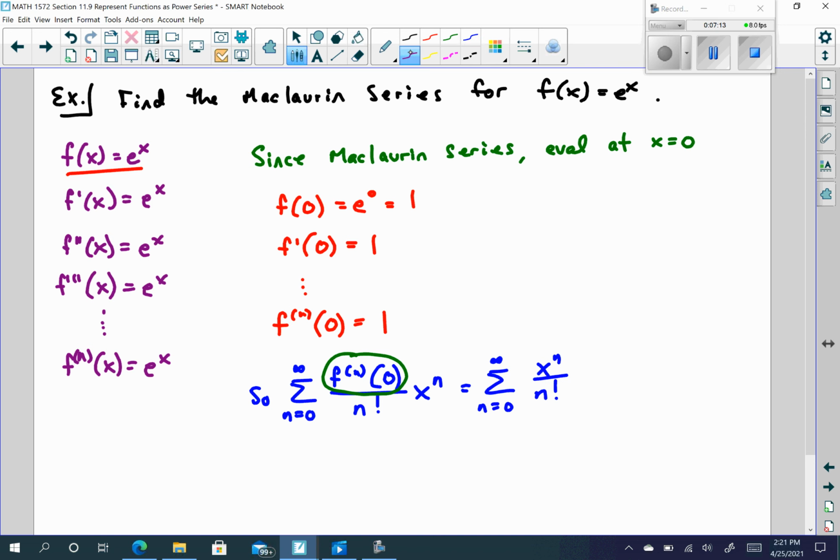Now, if we were to use the ratio test, the limit here would be 0 for all real values of x, so we would say the radius, that was something that we did back in 11.8, we would say the radius of convergence is infinity. And again, because if we were to use the ratio test, the limit of that ratio would be 0 for all real values of x.